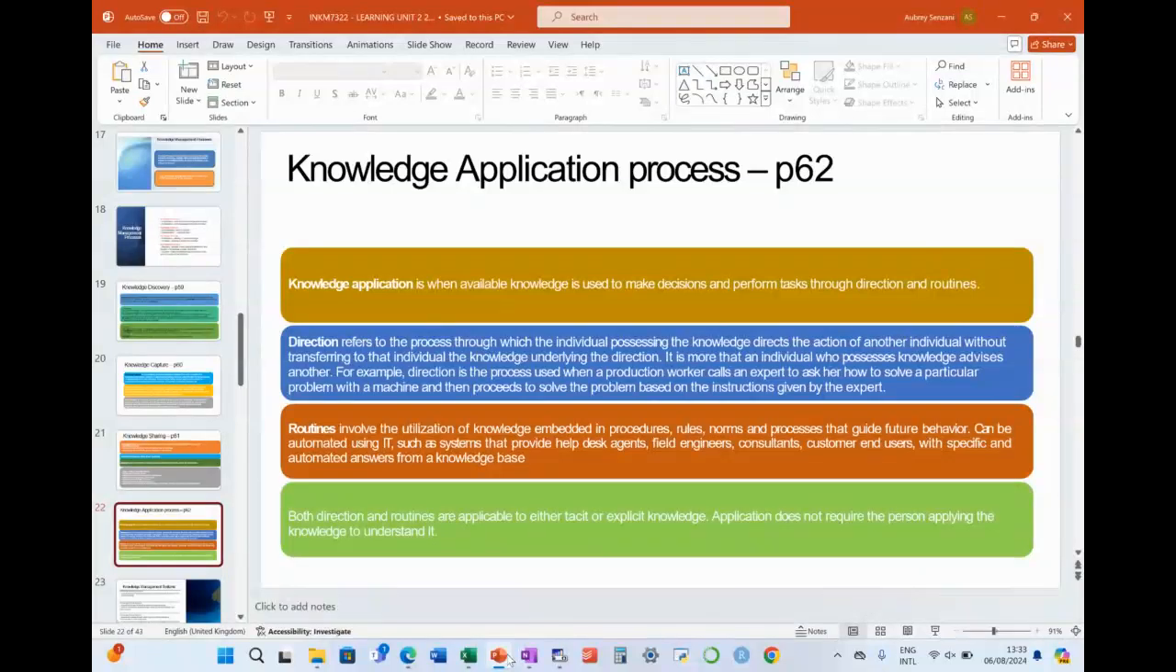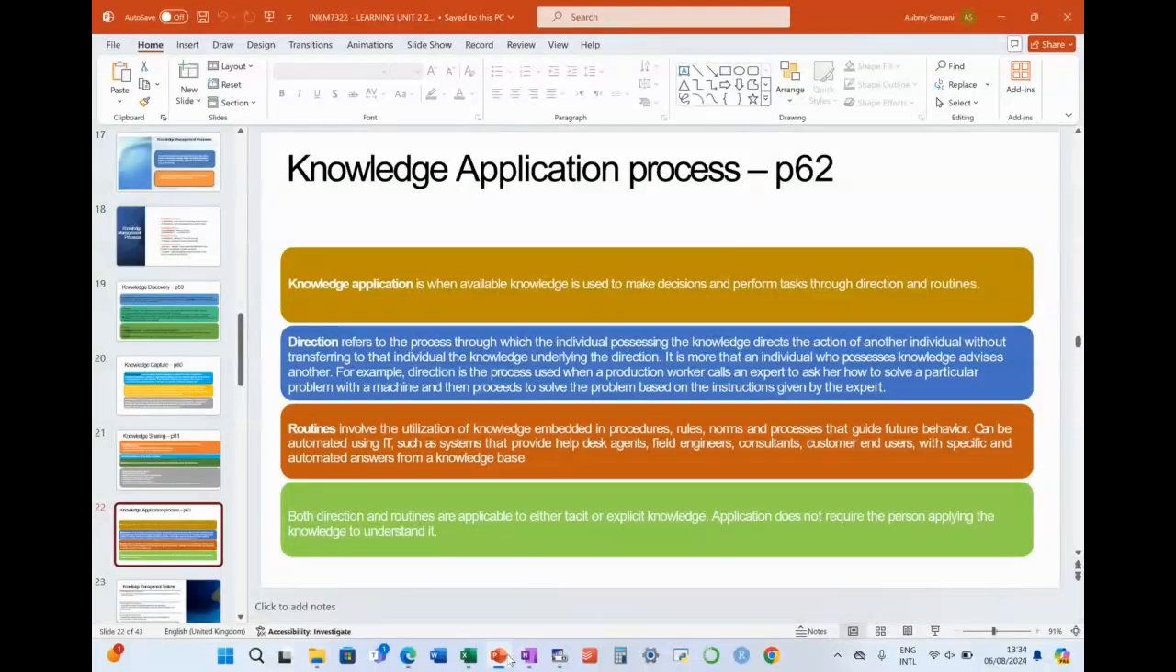Welcome, welcome. All right, anyway, then we have knowledge application. We're discussing the knowledge processes, and we have 4 knowledge processes. The first one was knowledge discovery, then knowledge capture, then we just finished discussing knowledge sharing. And now we're talking about the knowledge application process. So knowledge application is when available knowledge is used to make decisions and perform tasks through direction and routines. So direction and routines are your subprocesses.